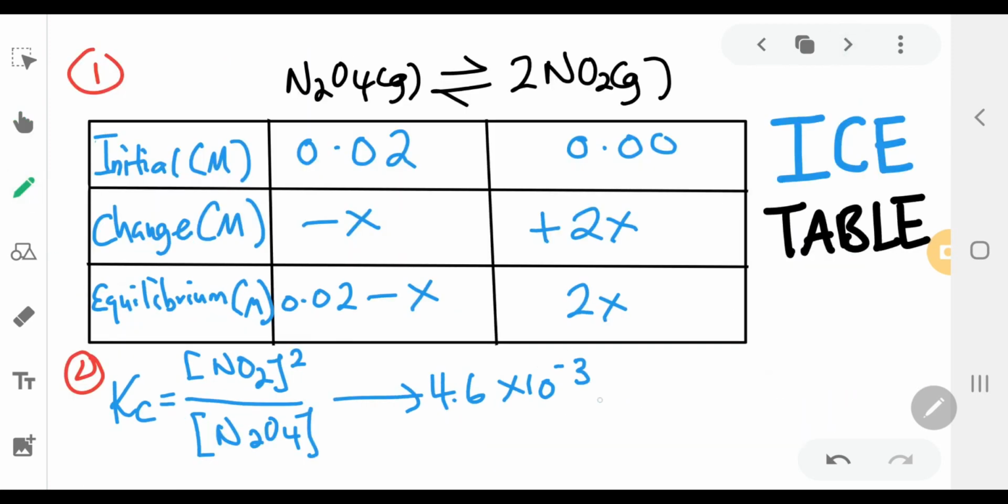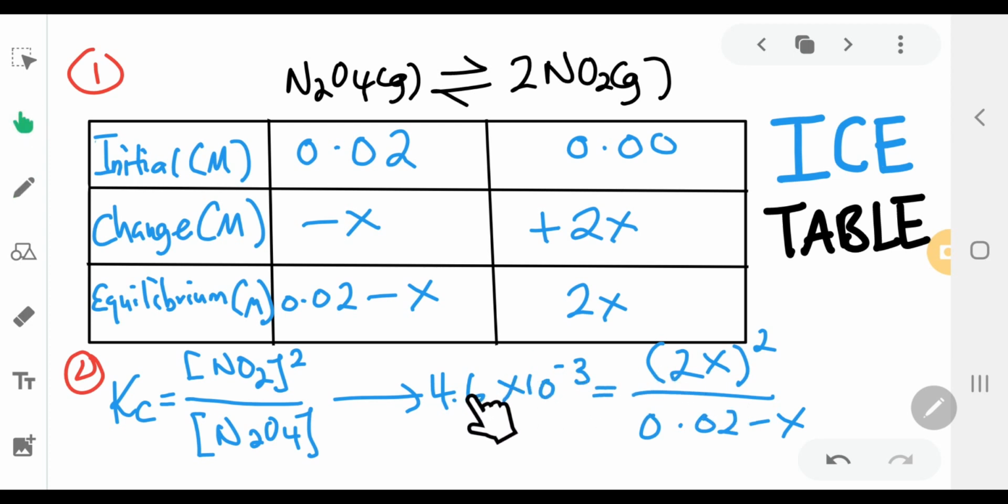And then equals to 2x to the power of 2. That NO2 concentration at equilibrium is 2x, so we just put it over there. Don't forget, to the power of 2. Divide by 0.02 minus x. Okay? So now we would be able to solve this mathematically to find x. When we get the value of x, we should be able to substitute that value into your equilibrium over here.